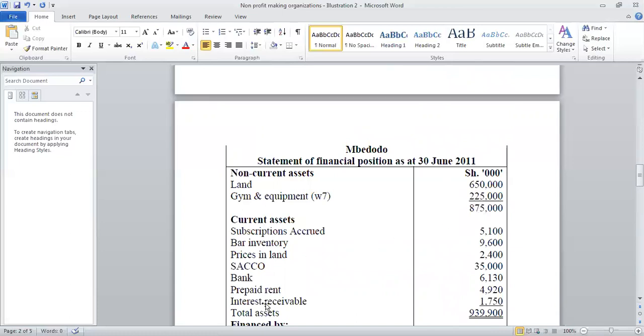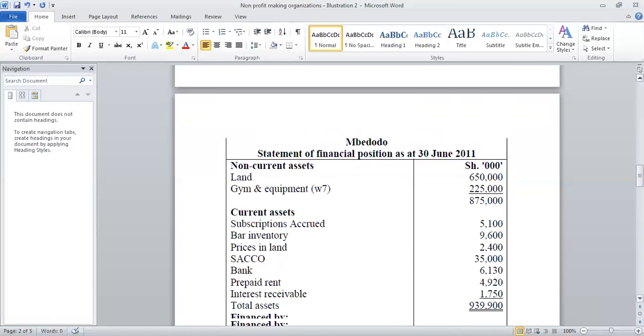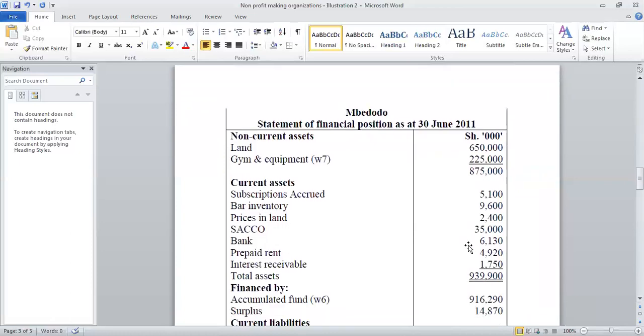The current assets, anything that is meant for the club, including the subscriptions that have not been received. Remember, subscription is an income. Subscription or accrued income is actually a current asset. You have the prizes inventory, the prizes in hand. Remember, this is the stock that we have not utilized, the accrued interest, the bank, all these will give you the current assets. So the net book value of the fixed assets and the total value of the current assets will give you the figure for the total assets.